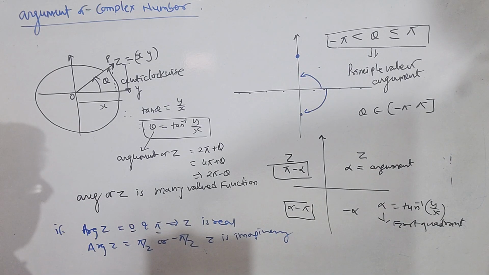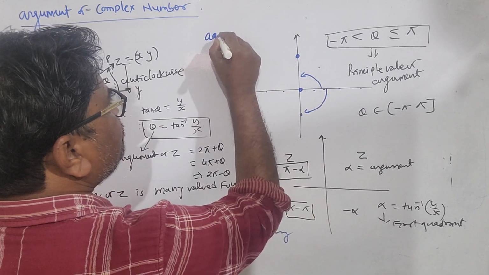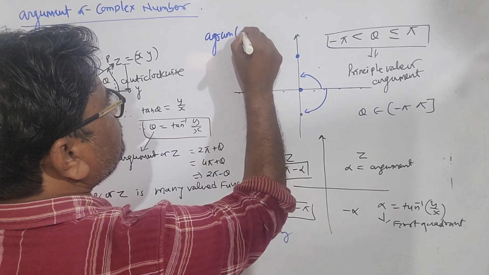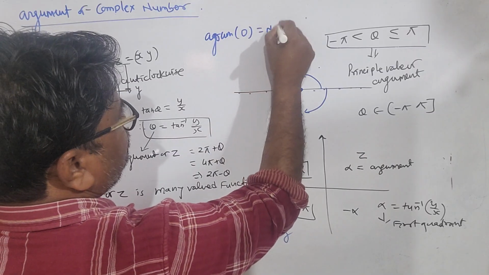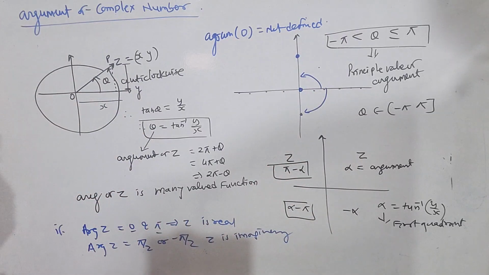In fact, one important point is that the argument of 0 is not defined. The argument of the 0 complex number is not defined. Okay. Up to this we have discussed the very basic concept regarding the argument.